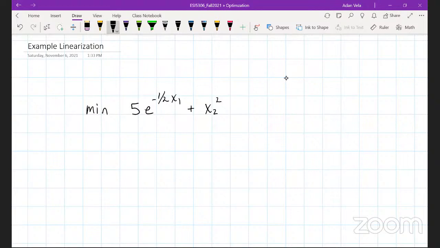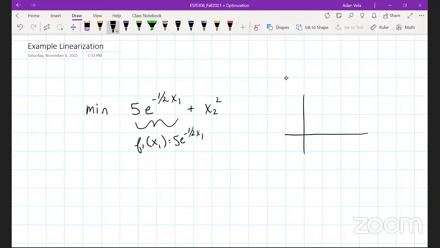The first thing that we're going to want to verify is, in fact, that these are two separable functions, right? So here we have f1 of x1 is equal to 5e to the minus 1/2 x1. So that's separable, right? It's only in terms of one variable. And then here our second function is f2 of x2 is equal to x2 squared. What do these look like? Well, the first equation is an exponential that looks something like that, and it passes through the y-axis at 5.